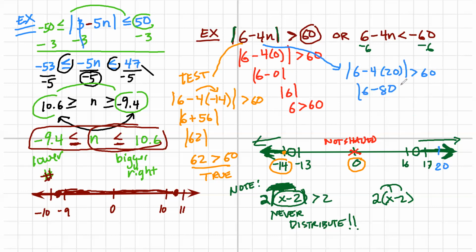So 6 minus 80 is negative 74. But I'm going to take the absolute value of negative 74. That's positive 74. Is that greater than 60? Yes. So 20 should be a part of our shaded area, and it is.